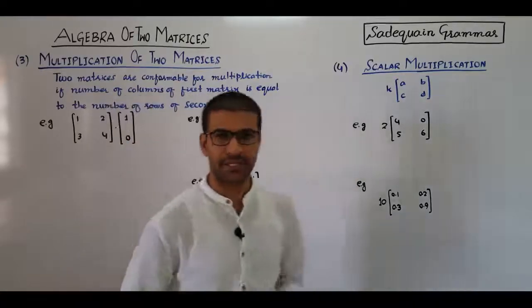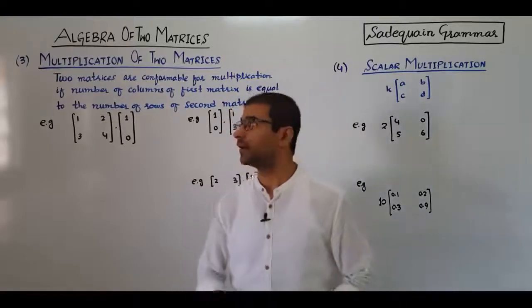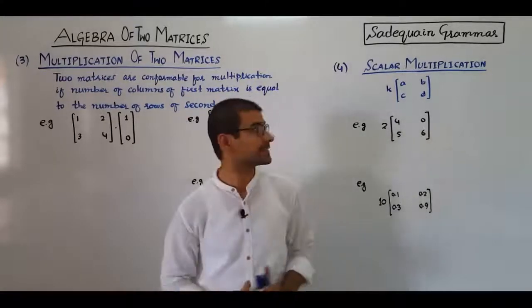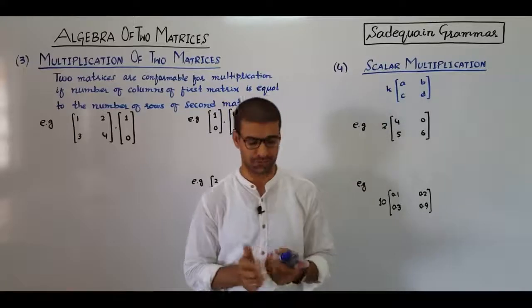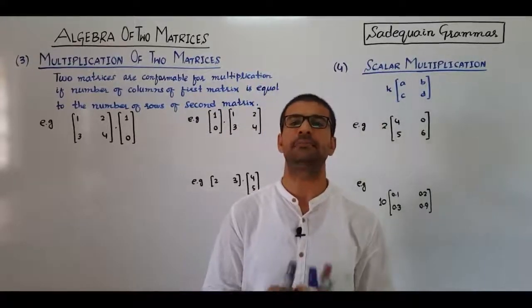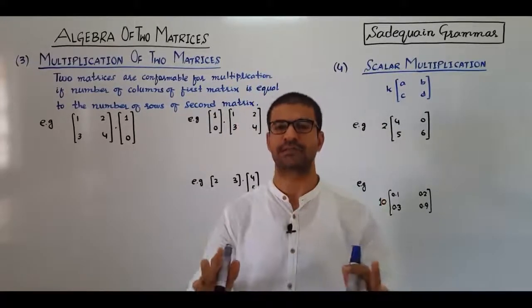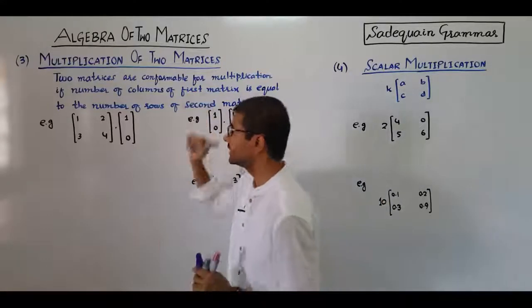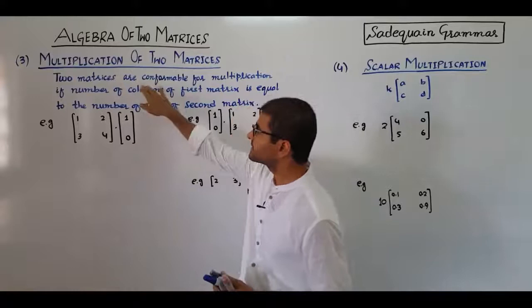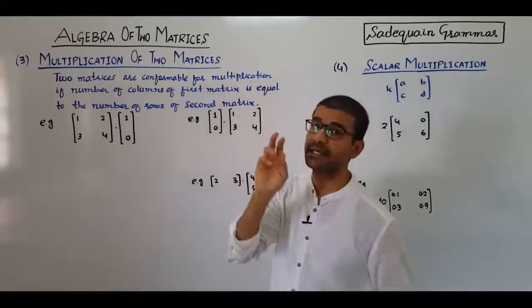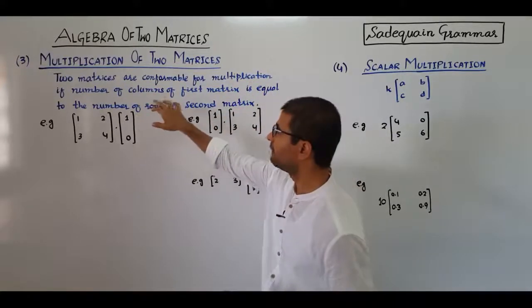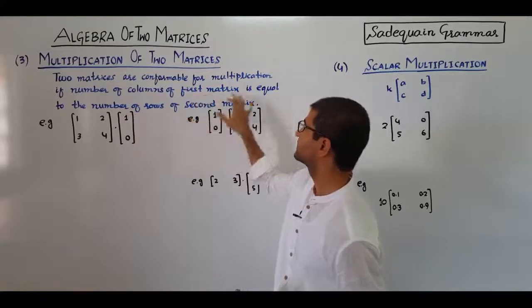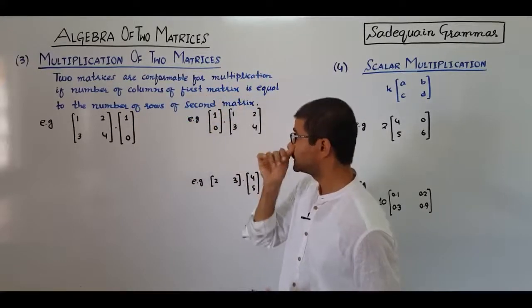Assalamu alaikum dear students. In this video you will learn multiplication of two matrices and scalar multiplication. Students, we cannot multiply every two matrices. We can multiply only those two matrices which satisfy this condition. What is this? Two matrices are conformable for multiplication if the number of columns of the first matrix is equal to the number of rows of the second matrix.